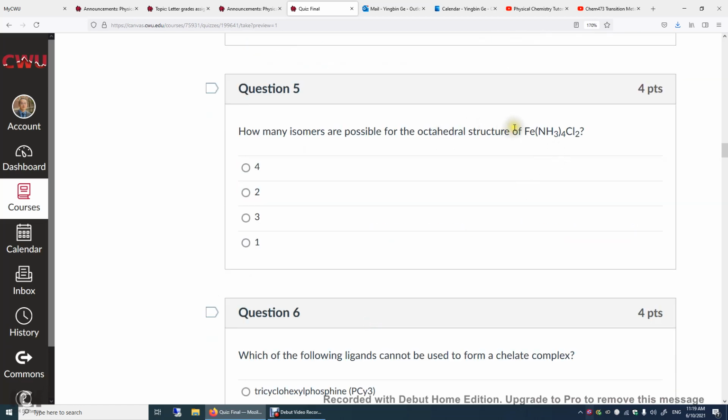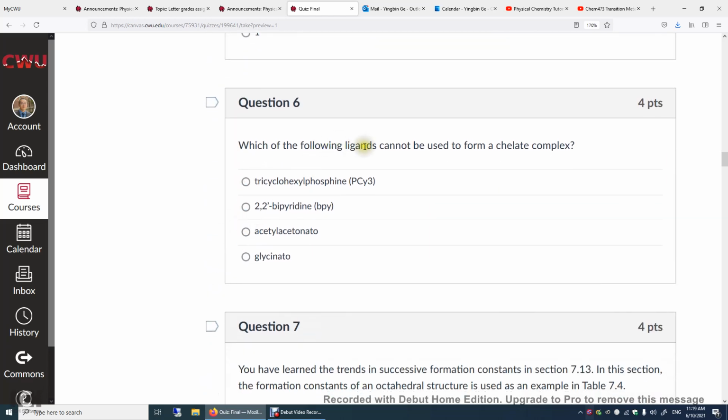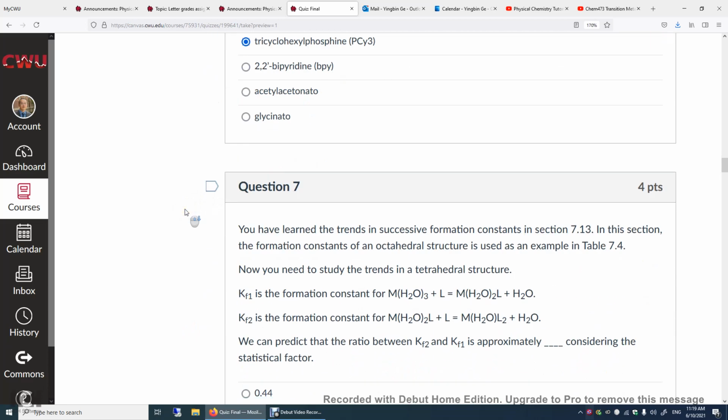Question 5. How many isomers are possible for this? Only 2, cis versus trans. Which of the following ligands cannot be used to form a chelate complex? This ligand has only 1 point of attachment, that's this phosphorus. So this cannot be used to form a chelate complex.